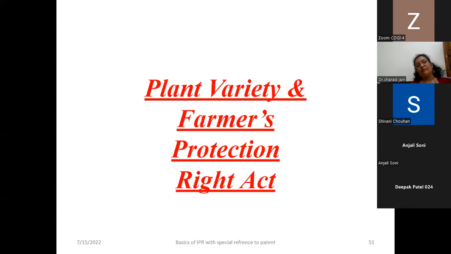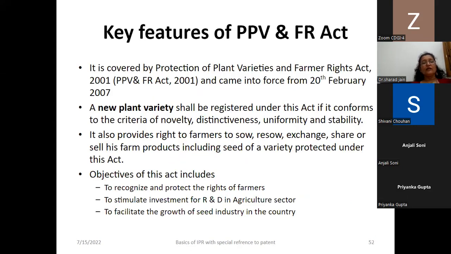Then plant variety and farmers' protection rights. It is covered by the Protection of Plant Varieties and Farmers' Rights Act, which came into force in 2007. A new plant variety shall be registered under this act. It should have novelty, distinctiveness, uniformity, and stability. It also provides farmers the right to sow, re-sow, exchange, or share with others, or sell their farm produce, including seeds, of a variety protected under this act.